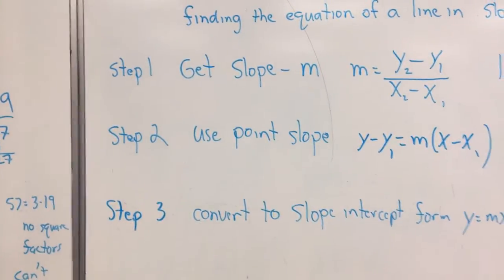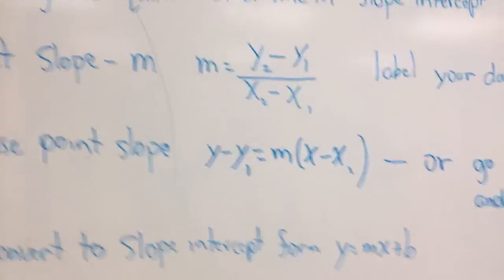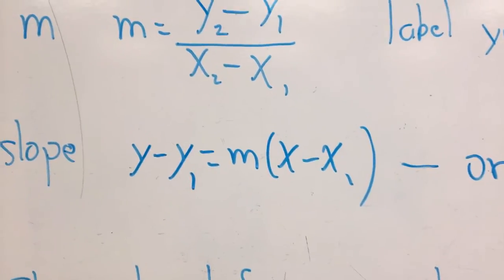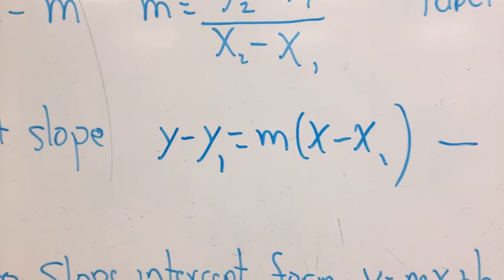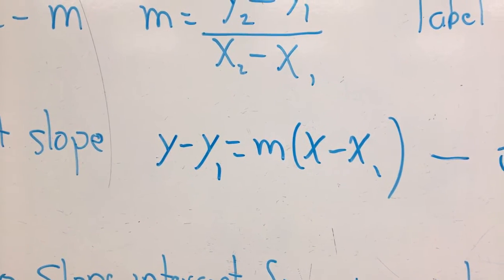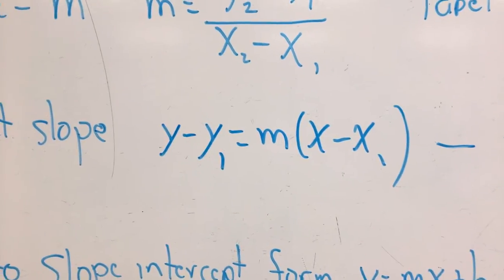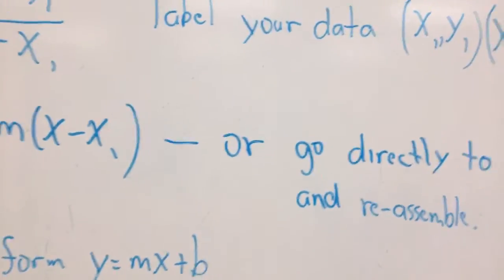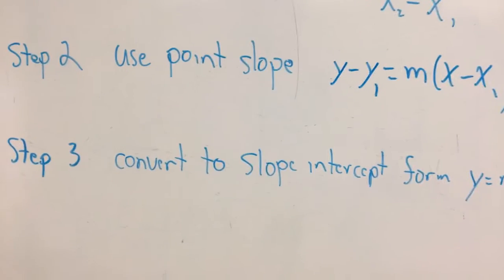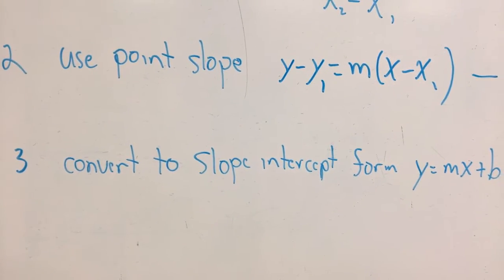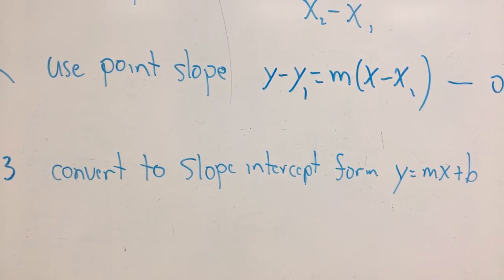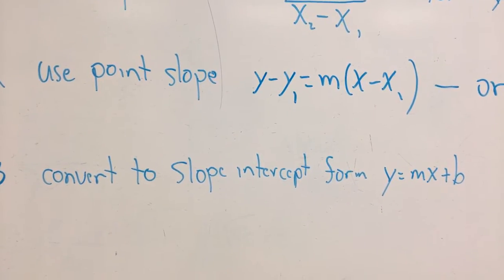Step 2, use point slope. That's point slope, okay? You use that because you have a point and you have a slope. Now, the way you read that equation, y minus your y is equal to the slope you just found times x minus your x, okay? Or you can go directly to slope-intercept form. y is equal to mx plus b. And I'll show you how to do both of those, all right?